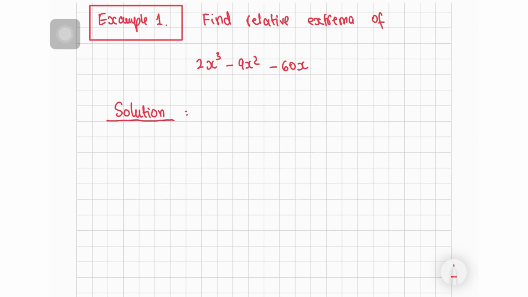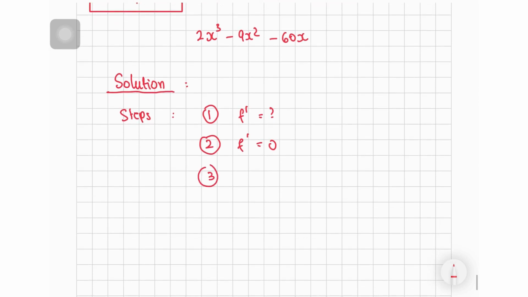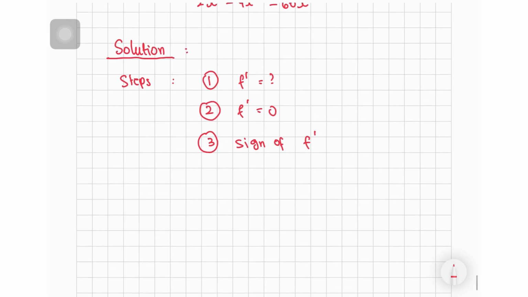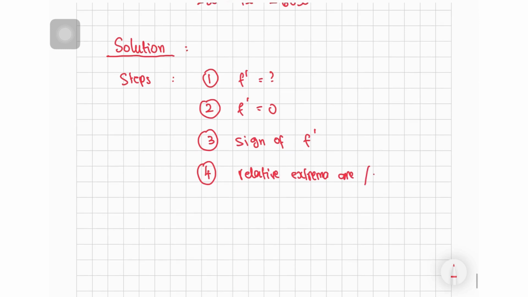Before the beginning, let's write out the steps. The first step is to find f prime. Second is to find candidates by solving f prime equals 0. Third is to determine the sign of the first derivative. Fourth is then to conclude where relative extrema are and what they are. So are they minimum or maximum?